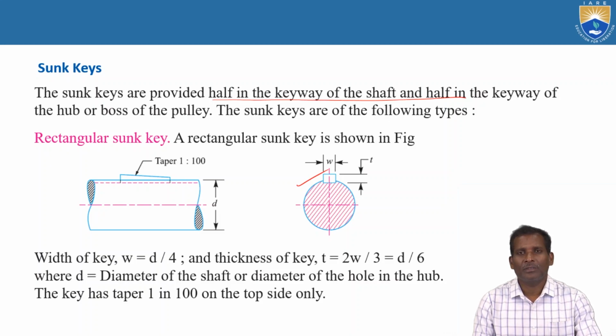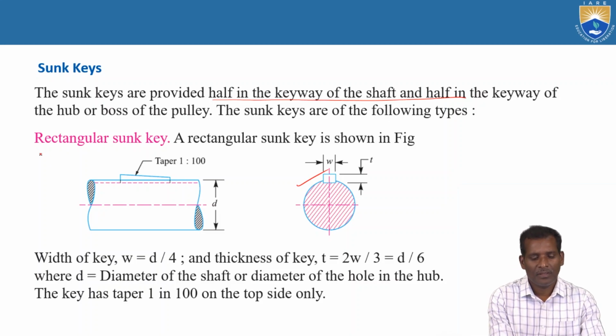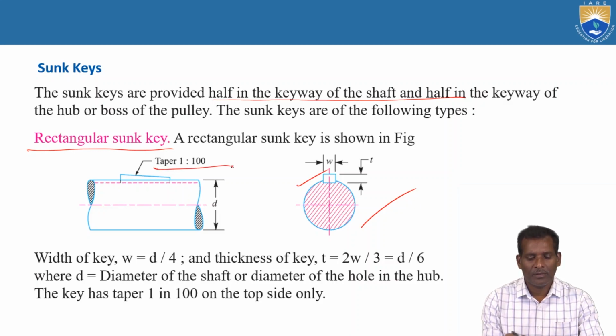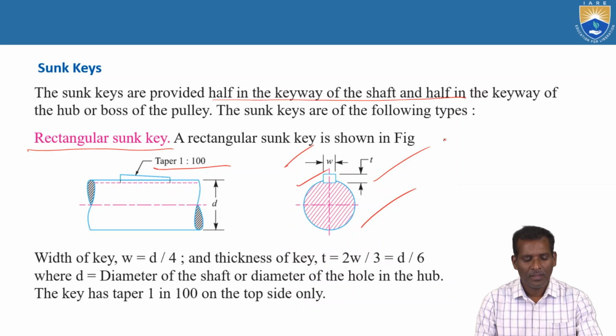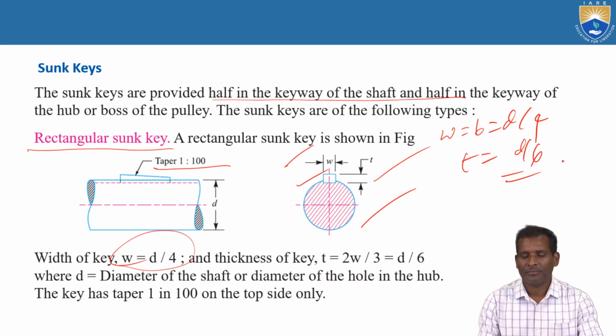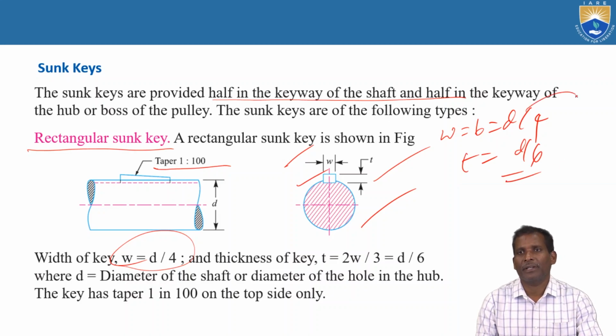Again, they are classified according to their cross section. The rectangular sunk key is shown in this figure, with a taper of 1 in 100, and width and thickness shown in this diagram. So how do you calculate the width and thickness? The standard empirical relation is width W equals d by 4 and thickness is d by 6. So what is d here? d is the shaft diameter, or the diameter of the bore in the hub.